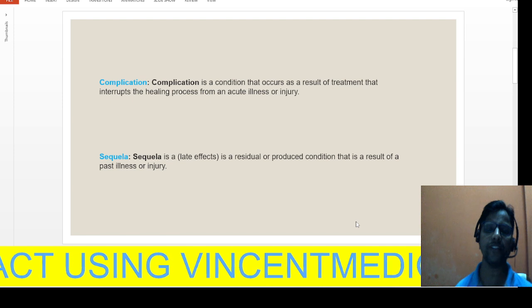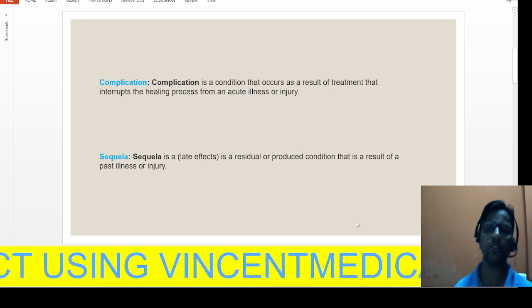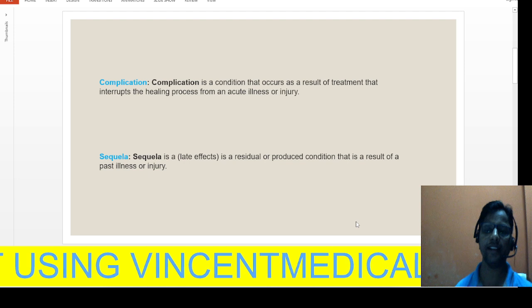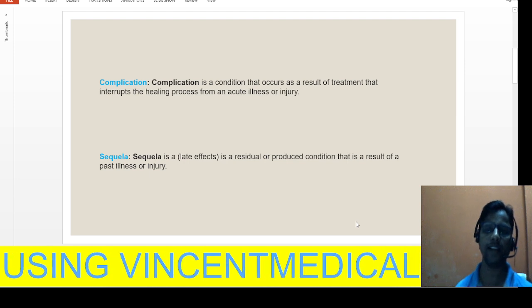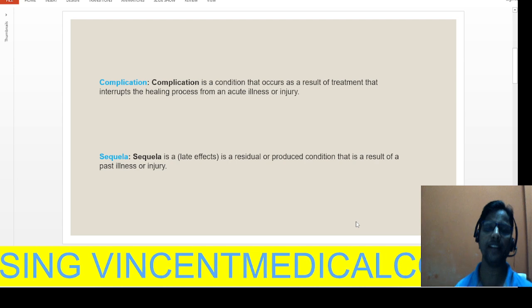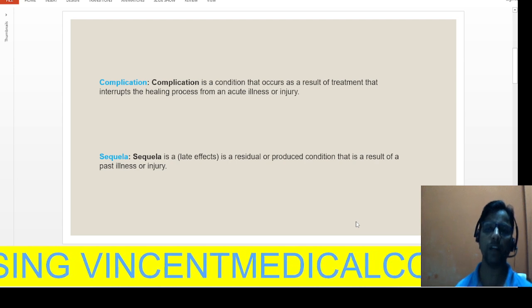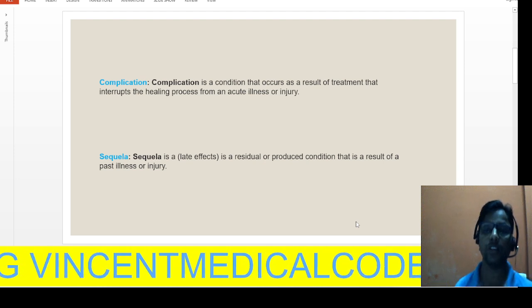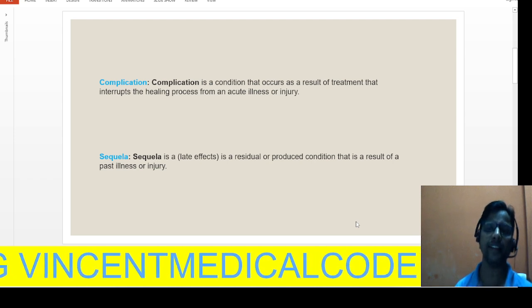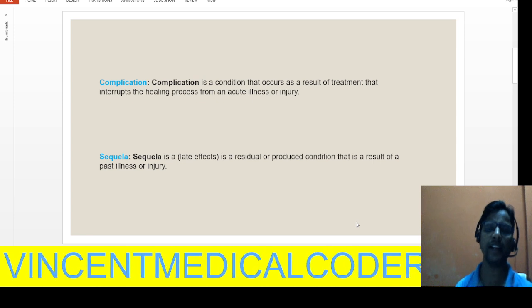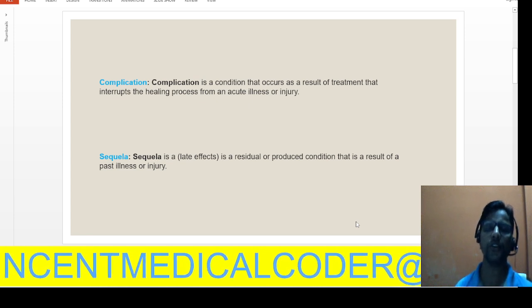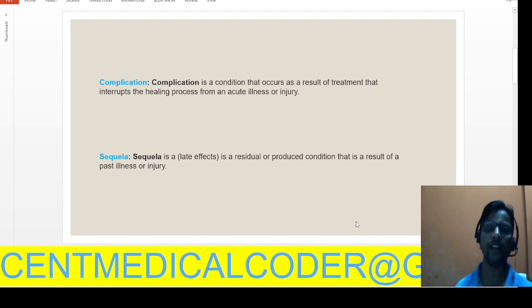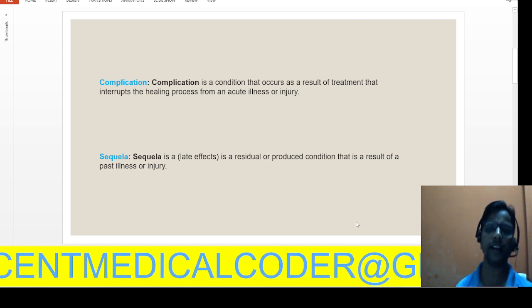Next, we need to understand sequela. The other name for sequela is late effect. Sequela is simple: it is a residual condition that is a result of a past illness or injury. If the patient had a past illness like burns, because of those burns the patient will have a sequela like scarring. So the difference between complication and sequela is that a complication is a condition which occurs due to a current illness or injury or any type of surgery, whereas a sequela occurs due to a past illness or injury.